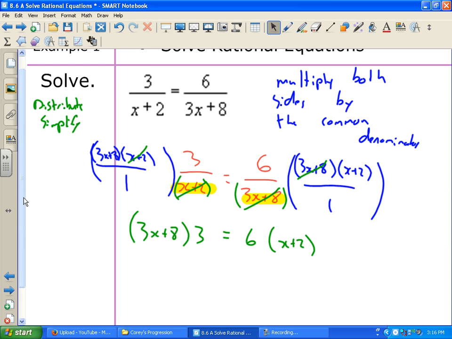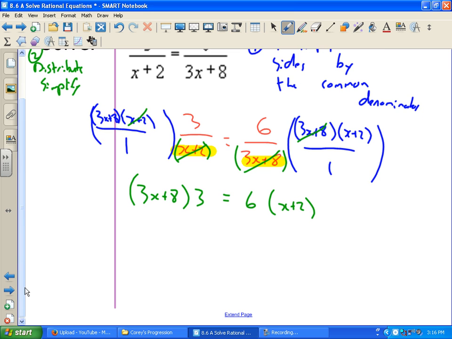So after we multiply both sides by the common denominator, that's step 1. Step 2, distribute and simplify. Step 3 is the easy part. Solve.